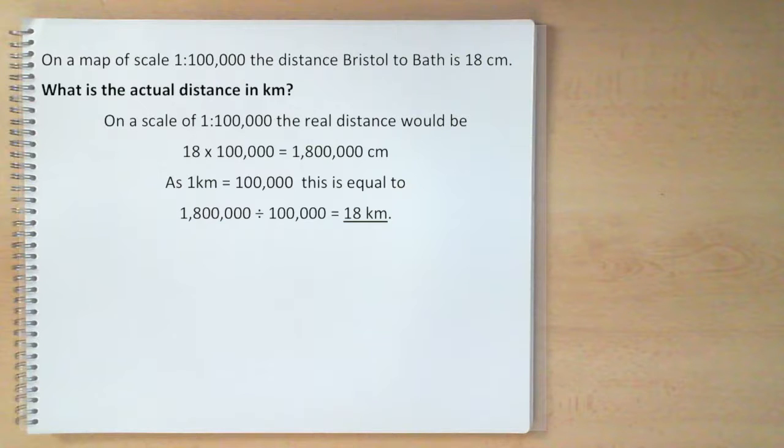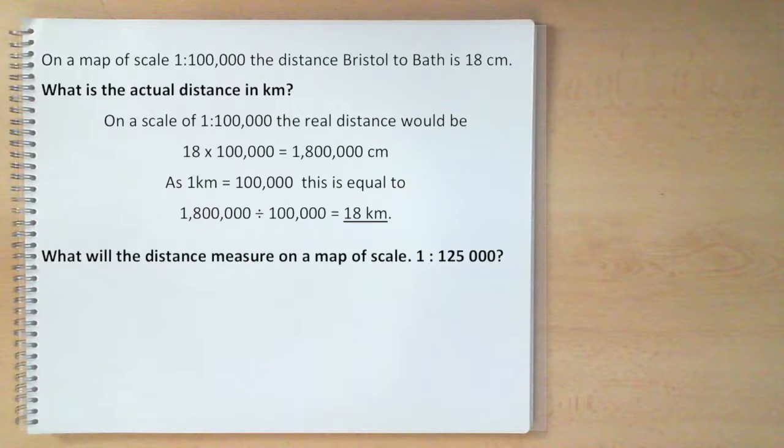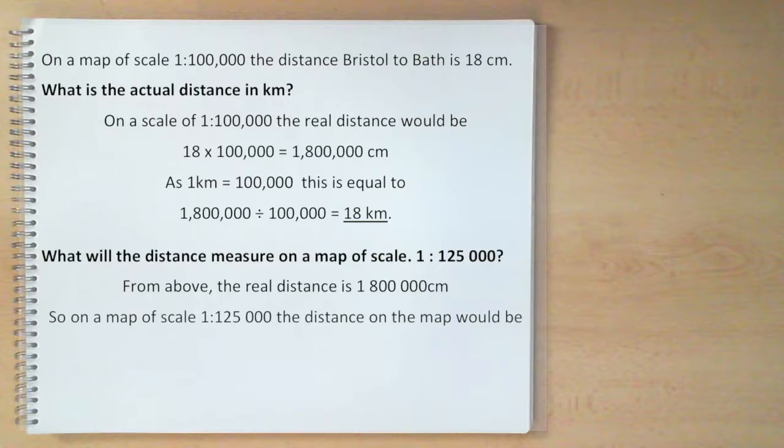What if we wanted to redraw our map so that it was on a scale of 1 to 125,000? How far would that 18 kilometres be then? From the information above, we know that the real distance is 1,800,000 centimetres. So on a map of scale 1 to 125,000, we would have to do the sum 1,800,000 divided by 125,000. Now we can cross off the thousands there and get 1,800 divided by 125, and that will give us an answer of 14.4 centimetres.